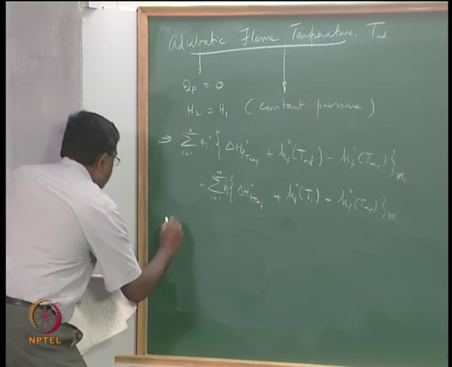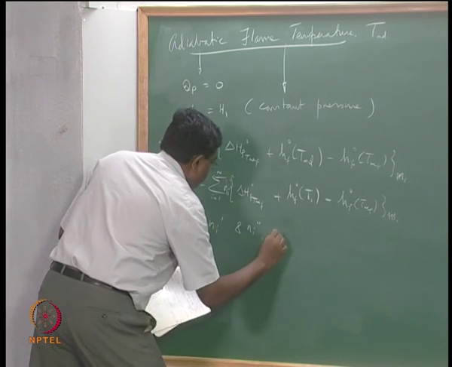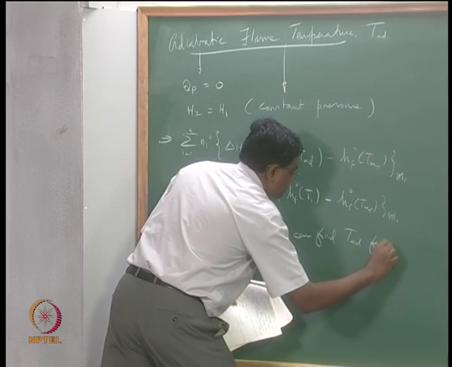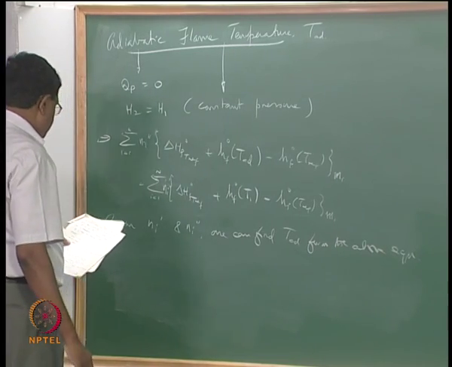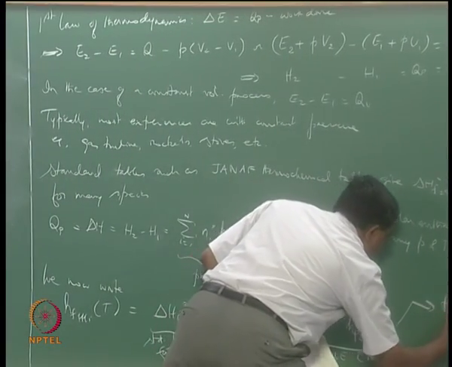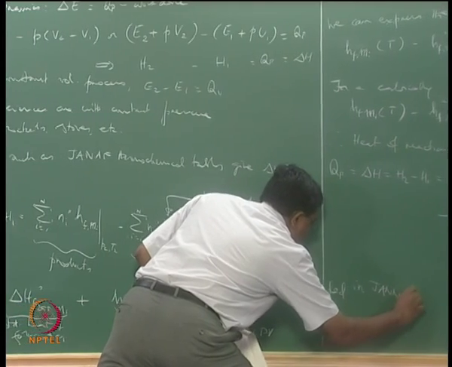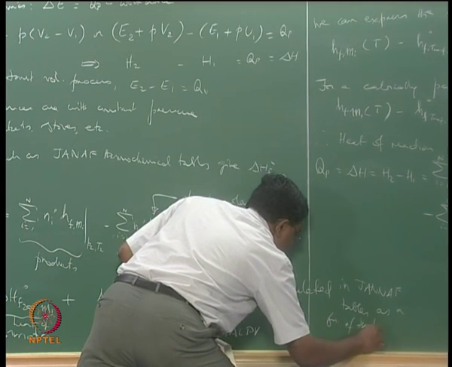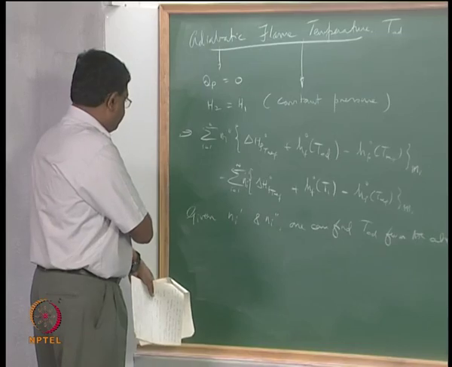So given ni single prime and ni double prime, one can find T adiabatic from the above equation. Sensible enthalpy is also tabulated, as I said, in Janaf tables as a function of temperature. These are now available on the web for typical species that you would be interested in and so on.